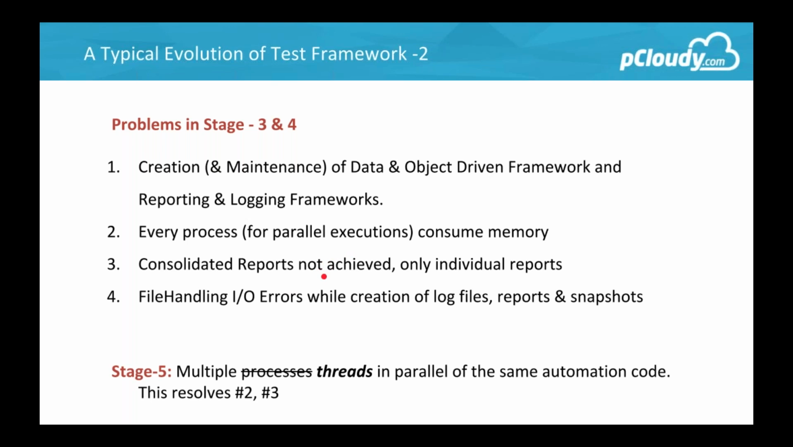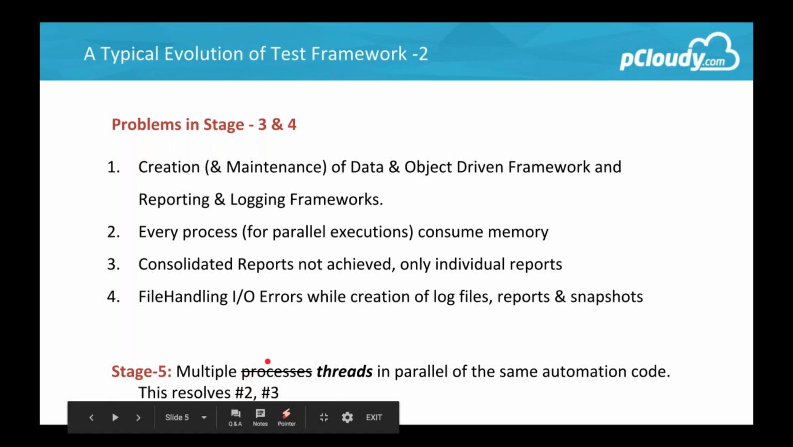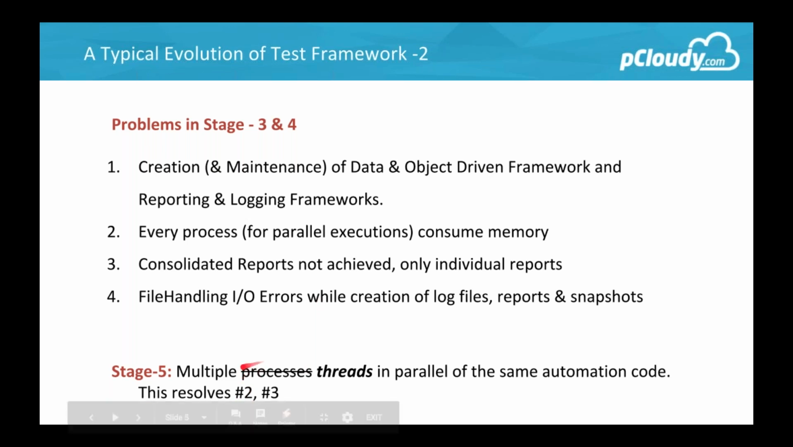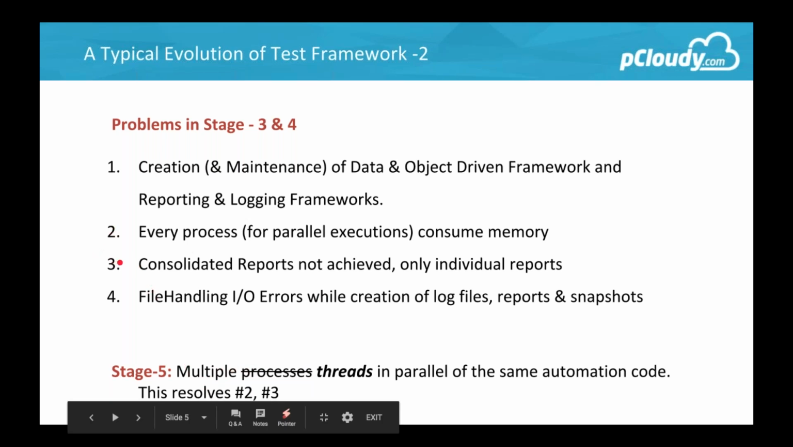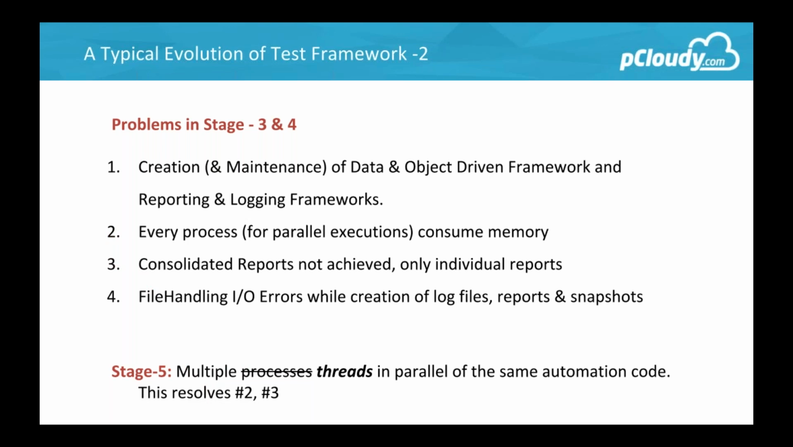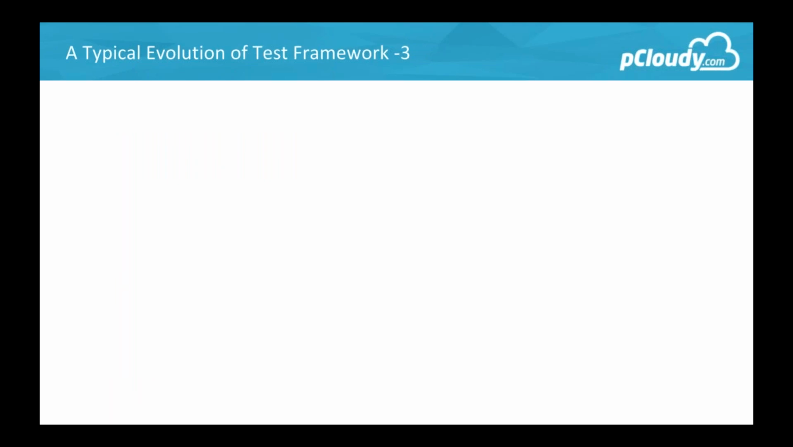Now comes stage 5. In place of multiple processes, we execute the same automation code in multiple threads in parallel. This will obviously resolve the problems of memory and reporting. In stage 5 there will be a single Java process for parallel executions, invoking multiple threads, one thread for every browser. Since everything is inside the same app domain, inside the same process, the reporting framework can interact, and consolidated reports can be achieved without any inter-process communications or IPCs.